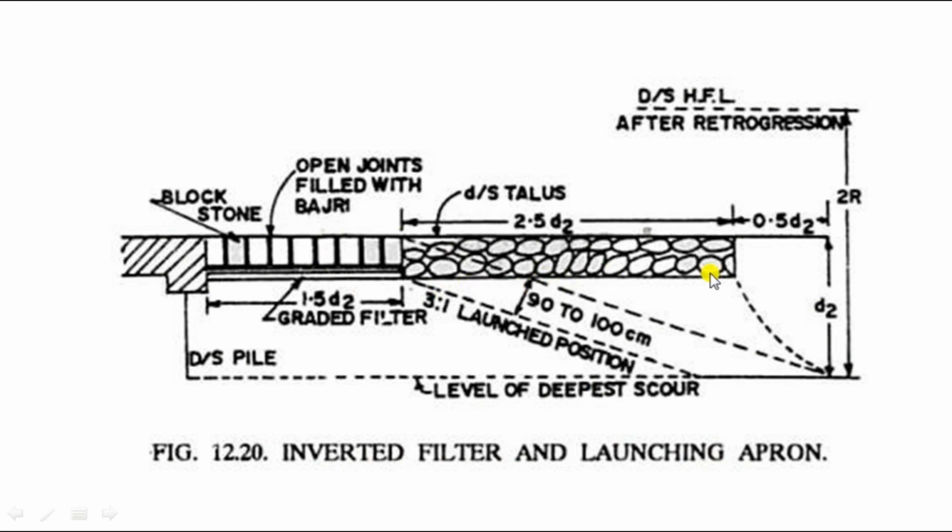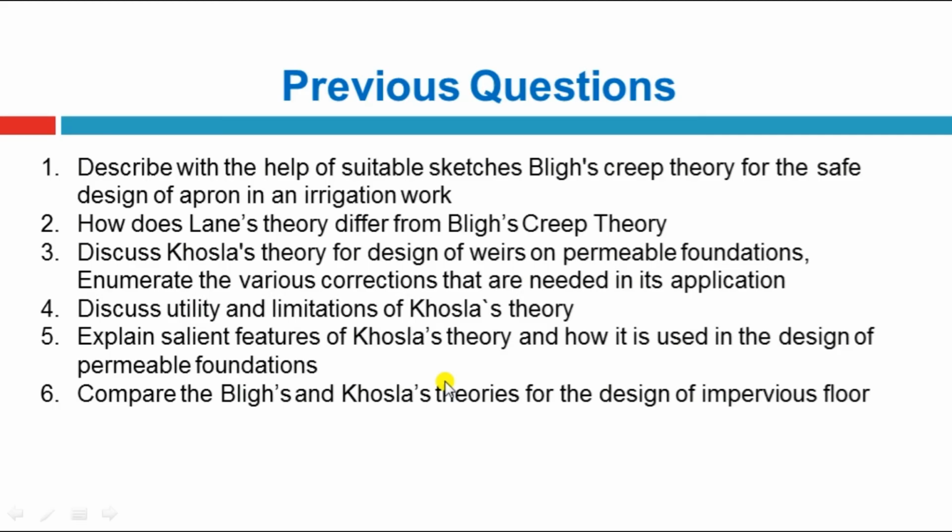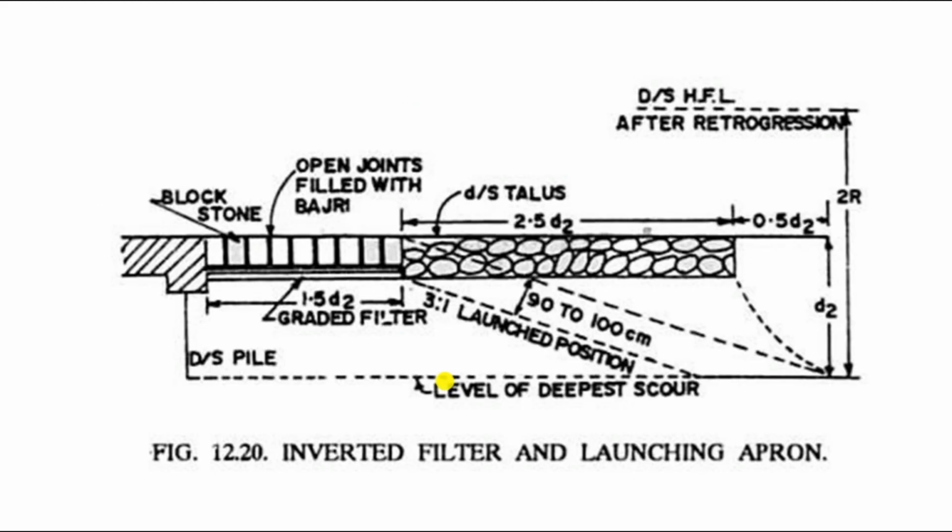Now those are the launching apron and that is the graded filter. And one section has also been provided at the inverted filters. It is also made with rubbles and other sand materials.